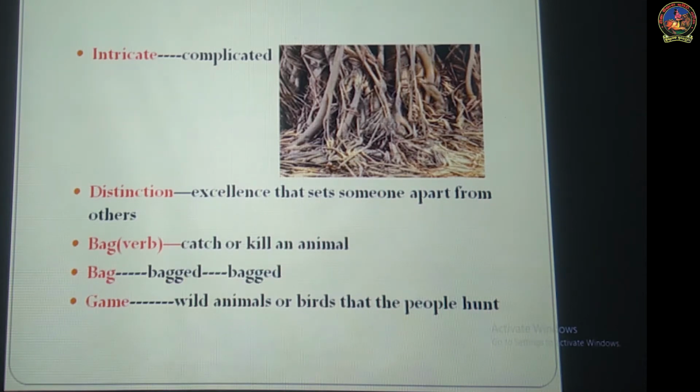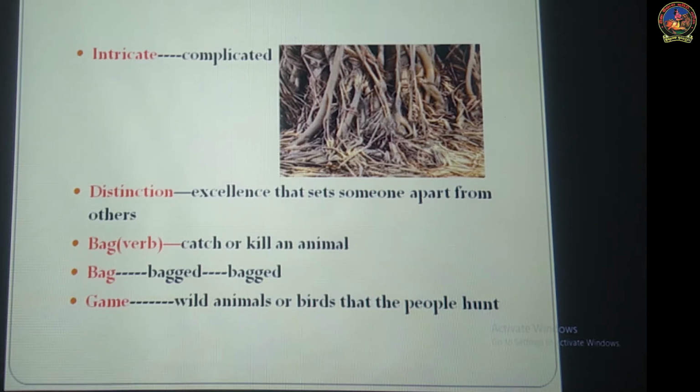Let us see other words. Intricate. Intricate means complicated. Let us see the picture. These are the intricate roots of a banyan tree. Look how the roots are crisscross. This is called complicated. That is the example of intricate roots. Then distinction. Distinction means excellence that sets someone apart from others.